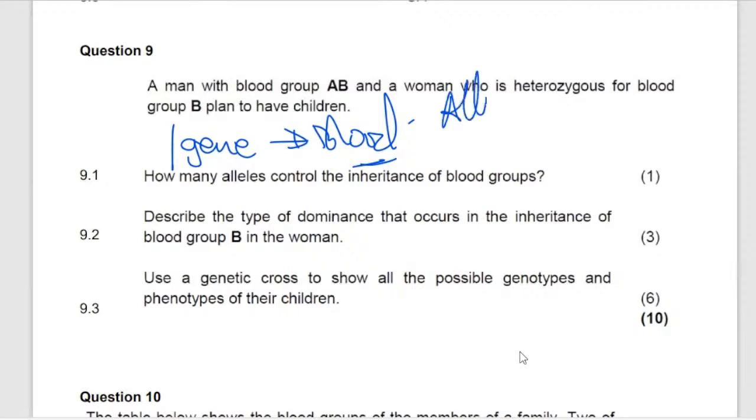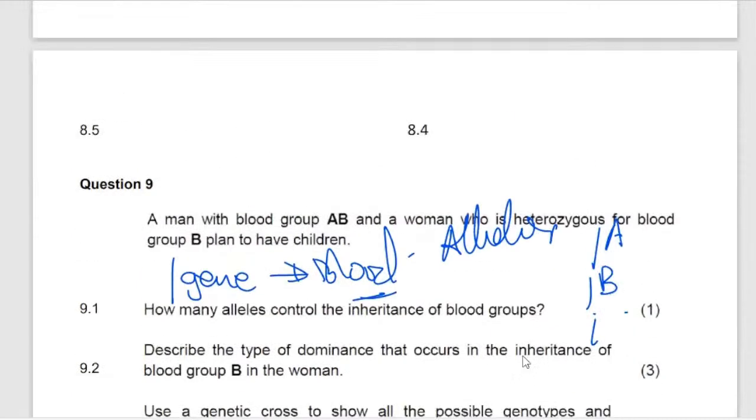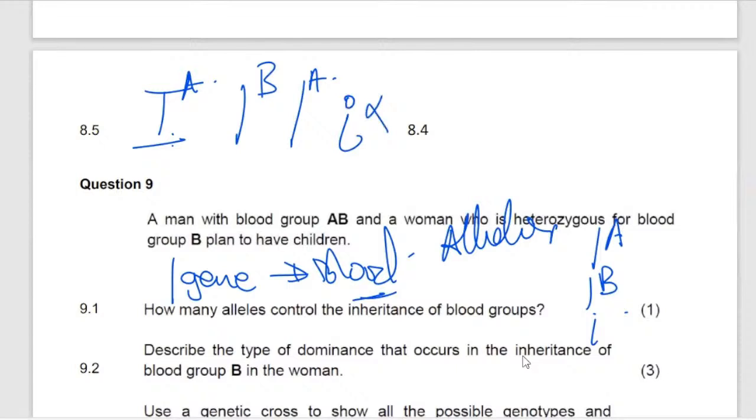There are 3 alleles: the allele for A, the allele for B, and the allele for O. Guys, please don't make a mistake and write the allele for A like this. This is not A. This is a Roman numeral, which means 1. Allele for B is supposed to be like this. Don't put them like that, make italics. Don't write allele for O like that; I is supposed to be like that. So there are 3 alleles.